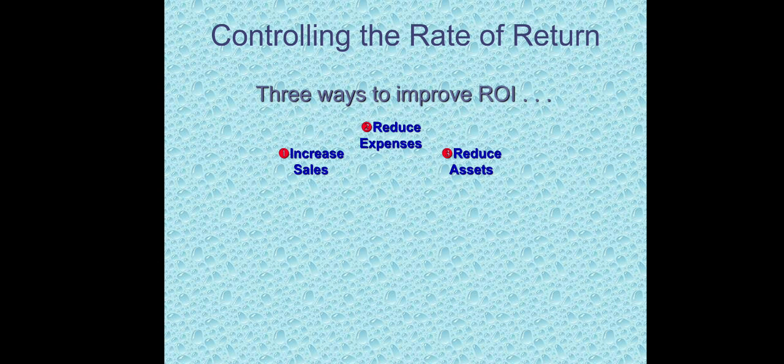So let's say there is a question asked of you. You are a manager of a segment of a business, and your performance is assessed by looking at the ROI of the segment. Then the question asks, what are the things that you can do to improve the ROI of your segment? The answer is you can improve the ROI of a segment of a business by doing these three things: increase sales, reduce expenses, or reduce asset.